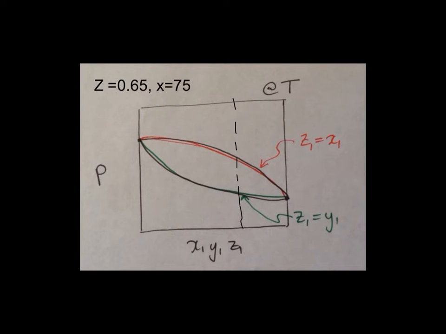The second part of the question still wants you to consider an overall mole fraction of 0.65, but in this case they want to know what the vapor fraction would be at that pressure where the liquid phase mole fraction is 0.75. So in other words, it's going to split into a vapor fraction with this composition and a liquid fraction with this composition, and how much will be in the liquid phase.